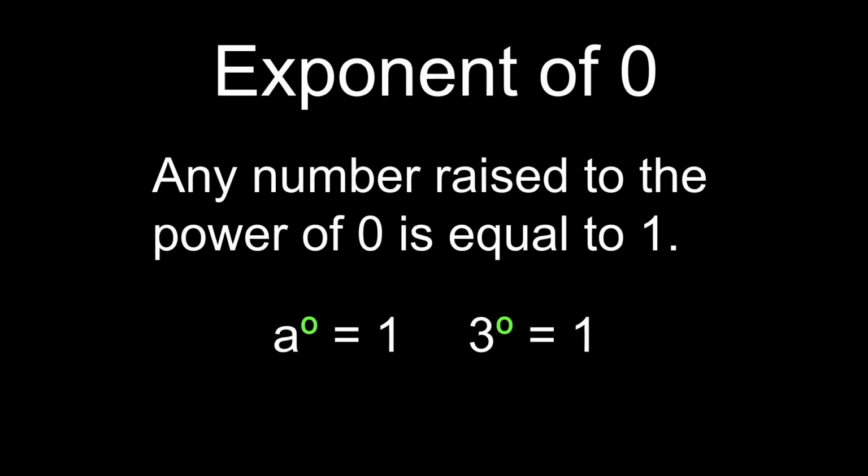Any number raised to the power of 0 is equal to 1. This includes variables raised to the 0 power as well. A to the 0 power is equal to 1. Now let's look at how to use these rules when simplifying exponents.